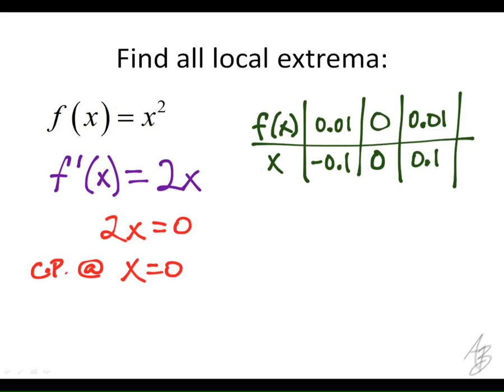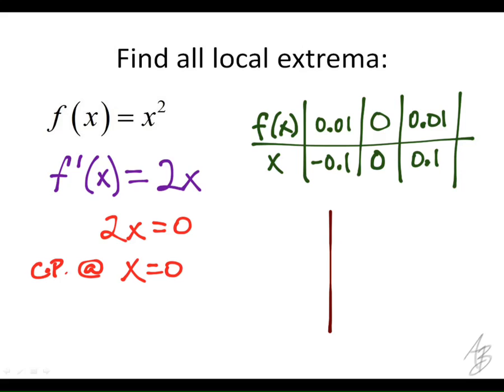Okay, now I like this. This works in simple cases, but what if there's a number closer to 0 than 0.1 that has a negative value? Now, we know what this function looks like. We know that it doesn't look like that. But let me just show you on a graph what I mean here.